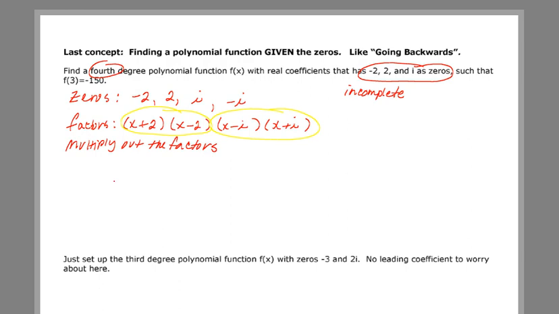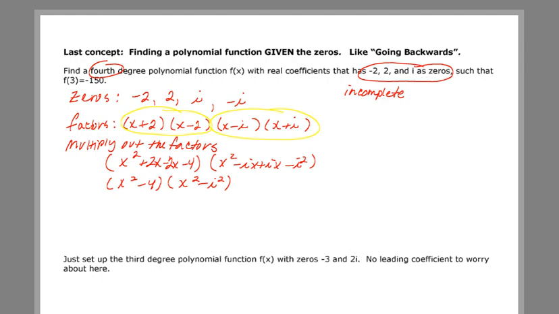Let's see what that's going to give us. The x plus 2 times the x minus 2 will give us x squared plus 2x minus 2x minus 4. Using the FOIL method on the other pair, we'll get x squared minus ix plus ix minus i squared. Let's clean that up. This is x squared minus 4. This is x squared minus i squared.